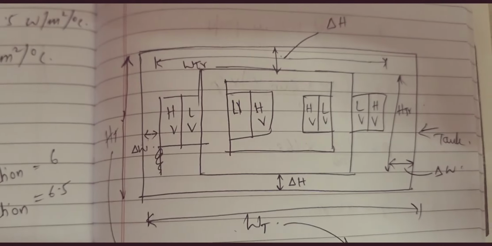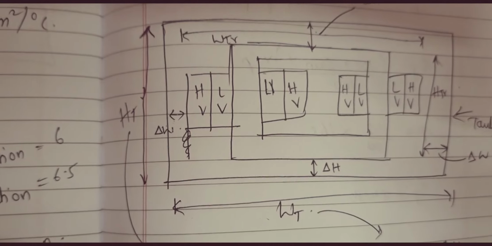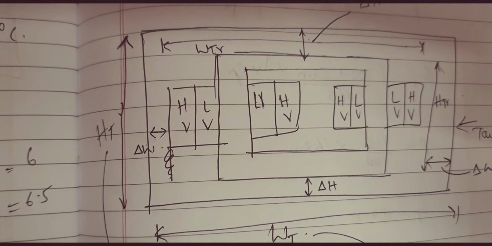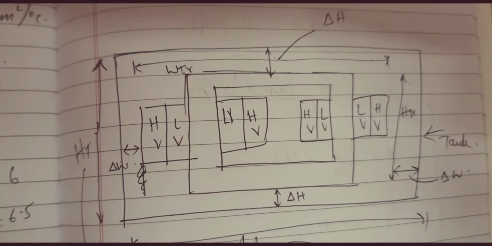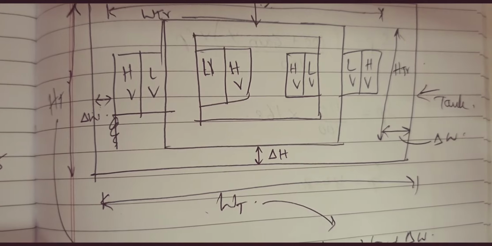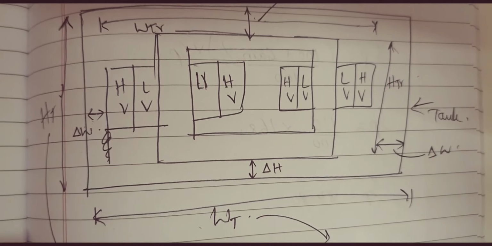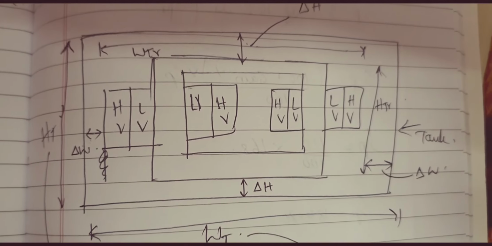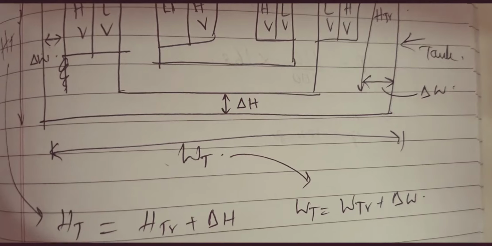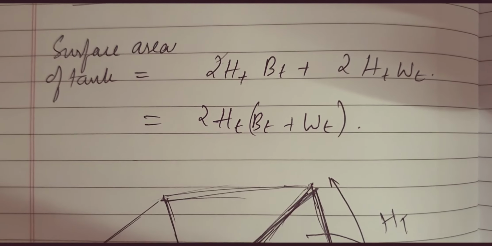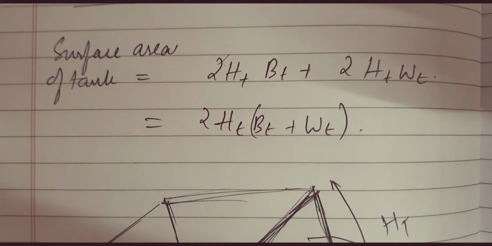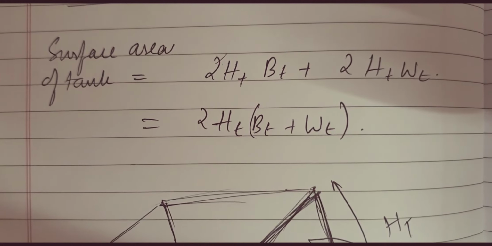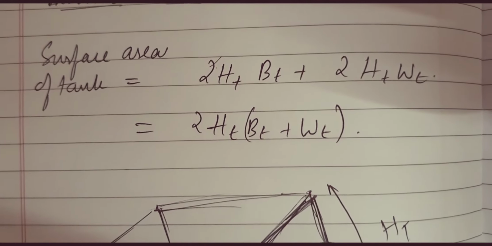So now you can see here the total height of the transformer tank, that is HT, is equal to HTR plus delta H as given here. Similarly, the total width of the transformer tank is nothing but WTR plus delta W as given here. The surface area of the transformer tank is given as 2HT into the bracket BT plus WT.